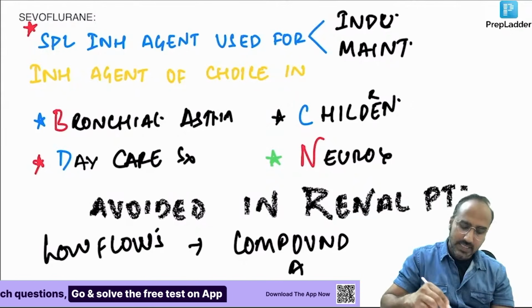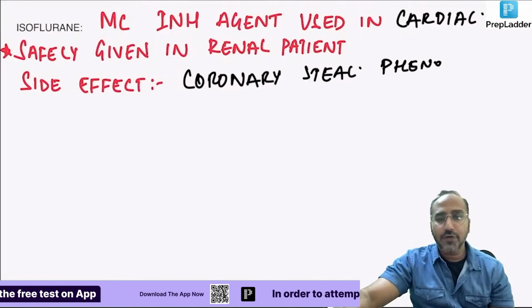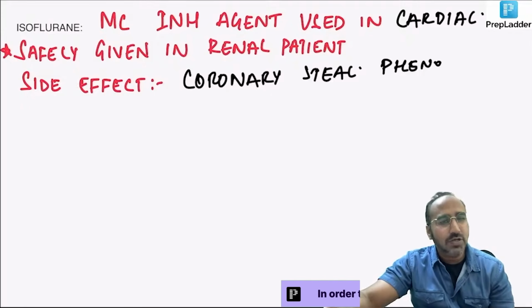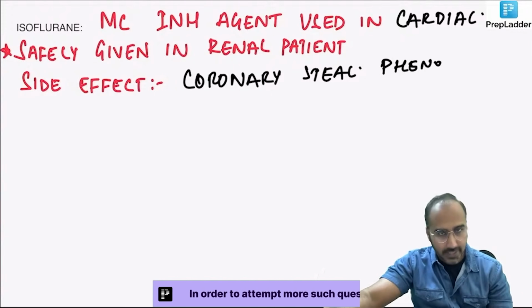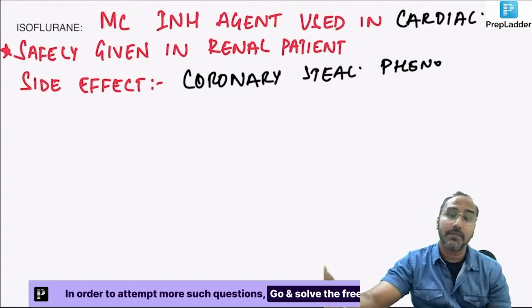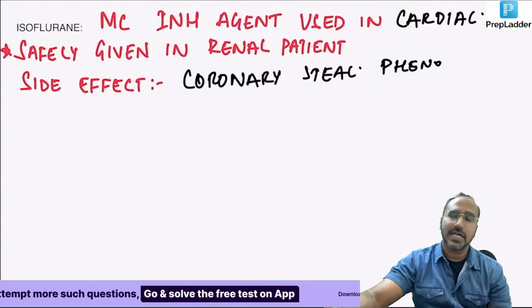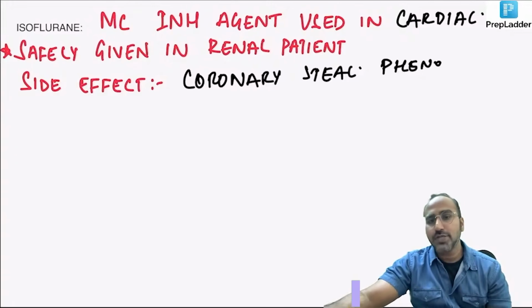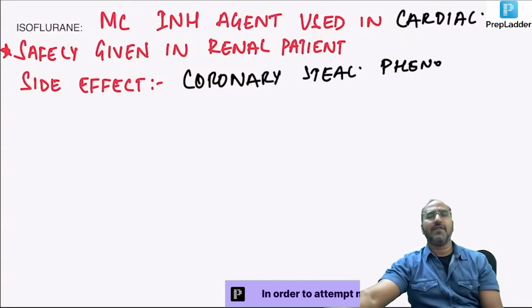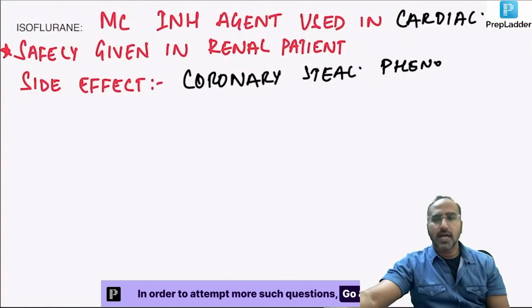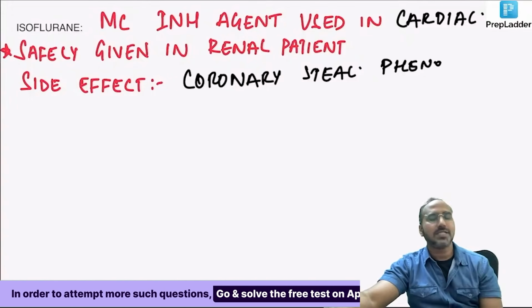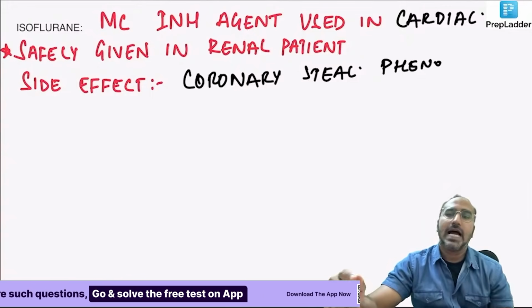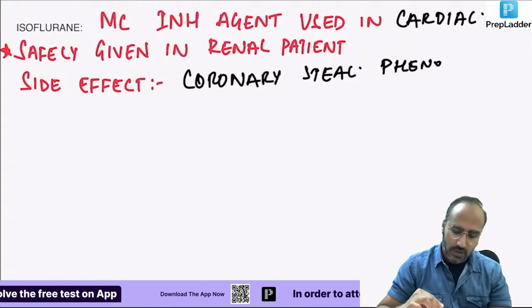Next, regarding isoflurane. What we need to remember is that it's the most common agent used in cardiac surgery and is safe in renal surgery, but isoflurane has a side effect of coronary steal phenomenon. Now you must be thinking, if isoflurane has coronary steal phenomenon as a side effect, why are we using it in cardiac problems? Because it has been proved only in animal studies that isoflurane causes coronary steal phenomenon.